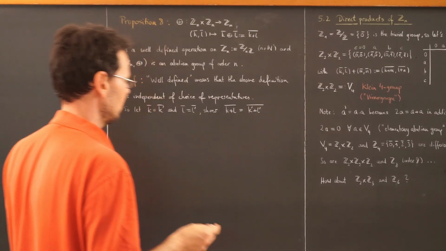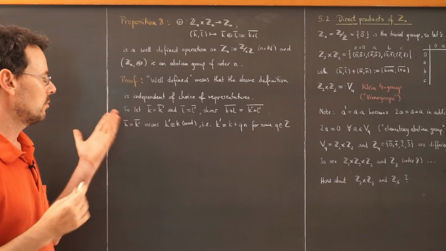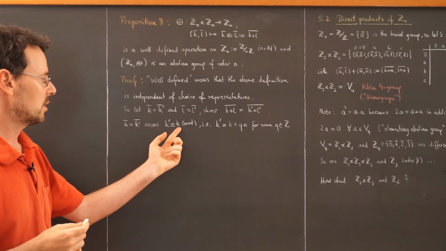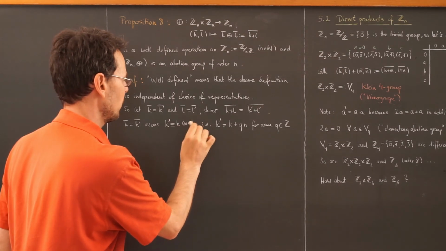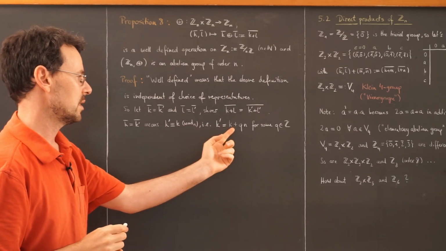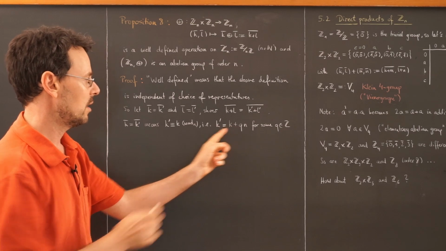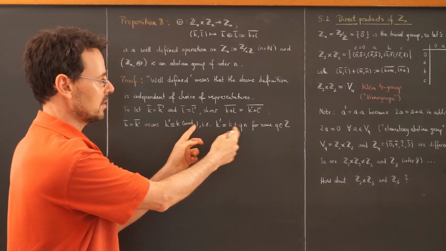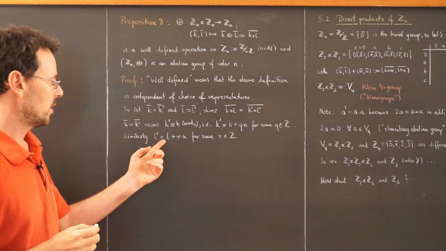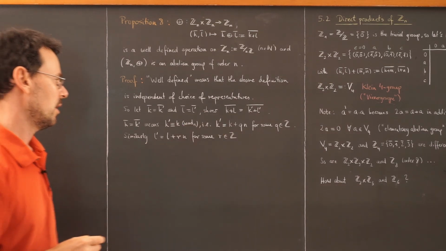All right, so let's spell this out. What does it mean for two residue classes to be the same? It means by definition that k prime is congruent to k mod n. And this means exactly that k prime can be written as k plus some integer multiple of n, because then and only then the difference k prime minus k is divisible by n. And of course then l prime can be written as l plus r times n for some integer r.